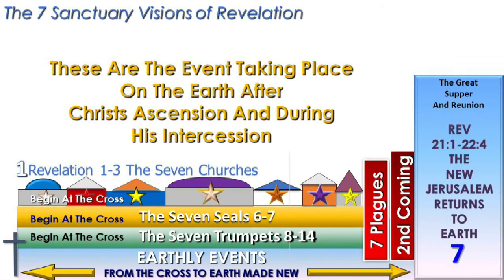And these are the things that are happening on earth. Number 7 is the New Jerusalem. Christ and the Father return to the earth and create a new heavens and a new earth. So here is all of the earthly events that take place. Are you ready? Here we go to the next slide.